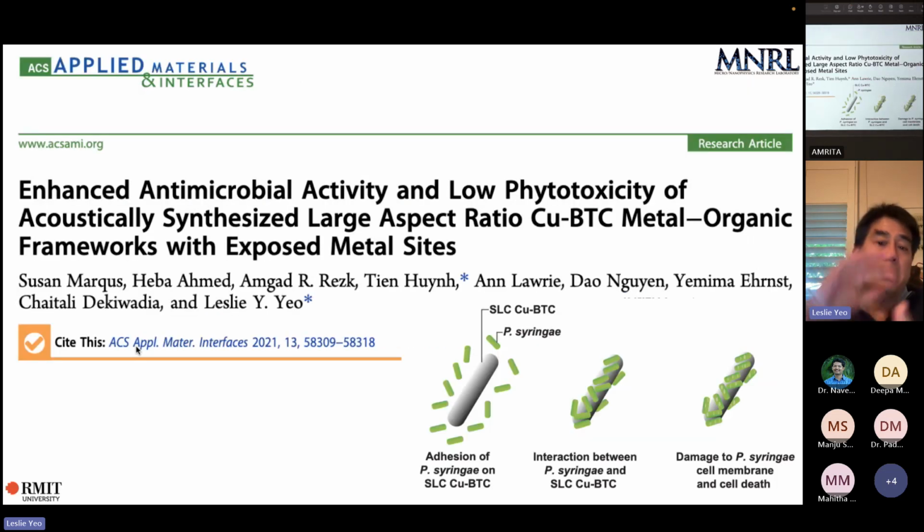We can also, because it's copper exposed onto these 2D structures, and you know copper is antimicrobial, use that to kill pathogens. And we showed the broad spectrum capability of this, not only with bacteria, but also with fungi and also with viruses.